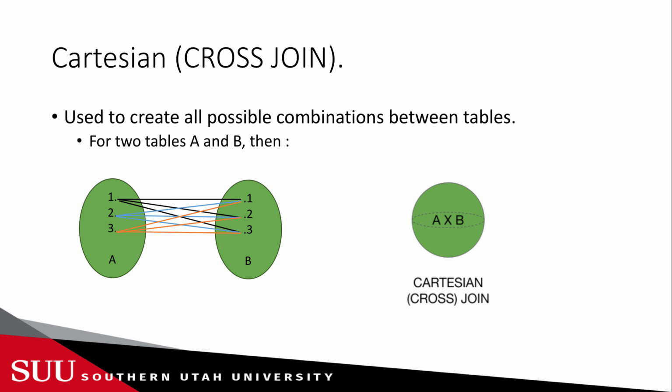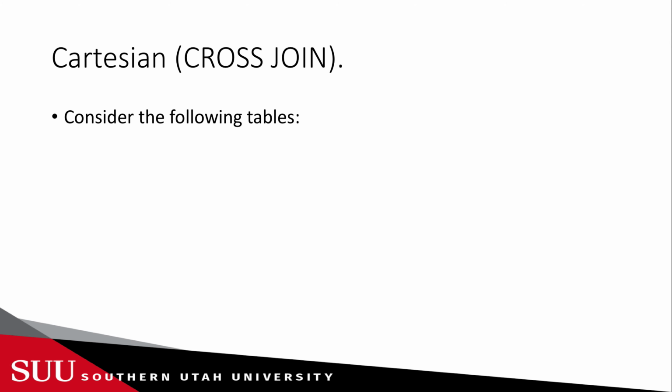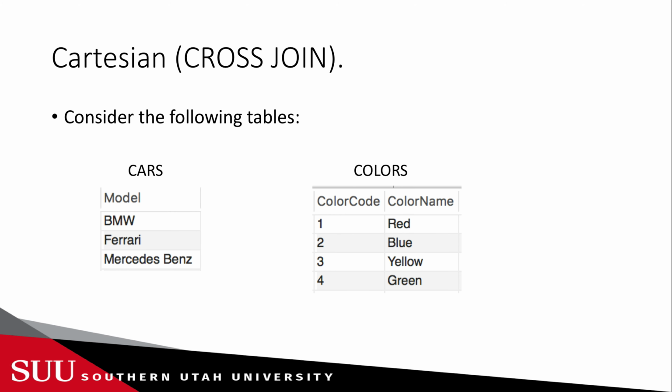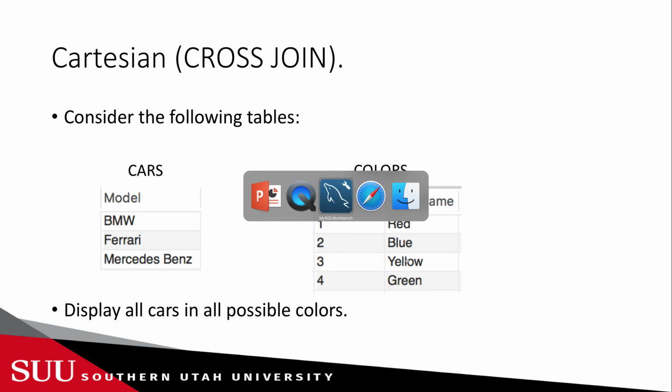Now let's look at an example in which this will become in handy. So consider that I have two tables, cars and colors. So I have those 3 cars and I have 4 colors. So if I want to display all cars in all possible colors, so I will link the first car to the 4 colors, then the second car to the 4 colors, then the third car to the 4 colors. This can be achieved using a cross join. So let's go and try to write the query for this.